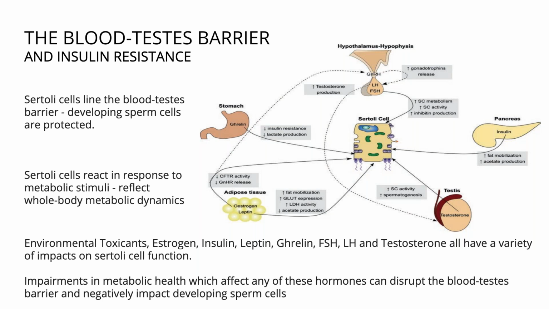They react in response to metabolic stimuli, and sort of like the follicular cells, they reflect the whole body metabolic dynamics. So they are super sensitive to many different types of toxicants, and that's why environmental toxins have a huge negative effect on sperm. They are rapidly developing cells, so it's not too surprising. Of course, the hormones are going to have an impact on the Sertoli cells as well. So estrogen, insulin, leptin, ghrelin, FSH, LH, and testosterone all have a huge variety of effects on Sertoli cell function. So really anything that impacts those hormones in a significant way could disrupt the blood-testes barrier and negatively impact developing cells. So this is some newer research on sperm and why the environment is so important for sperm health.